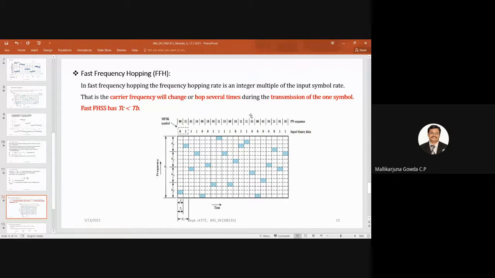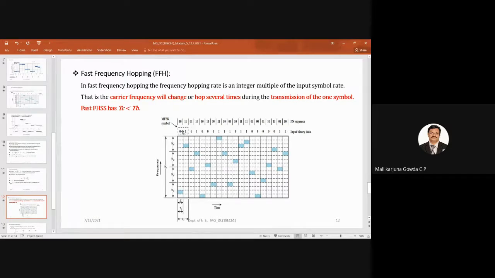But in the earlier case, the hopping rate is less than or equal to the symbol rate. Here, the hopping rate is greater than the symbol rate. Meaning, if I want to transmit one symbol, the carrier frequency changes more than once. That is what is known as the fast frequency hopping system.